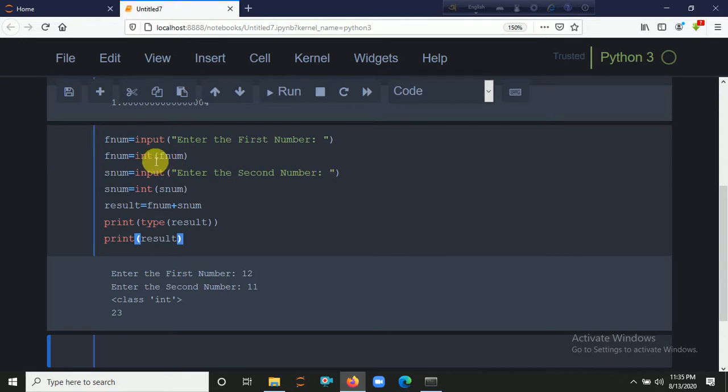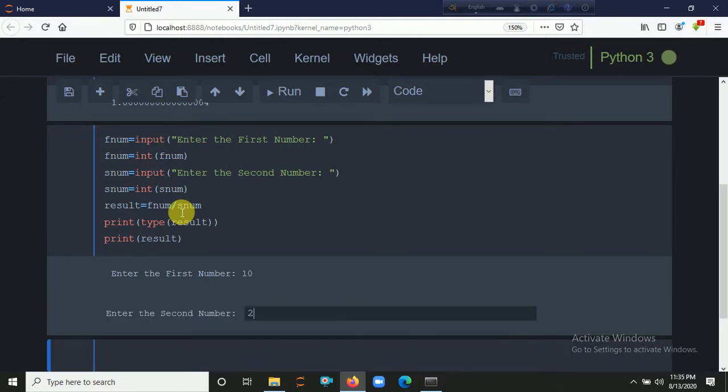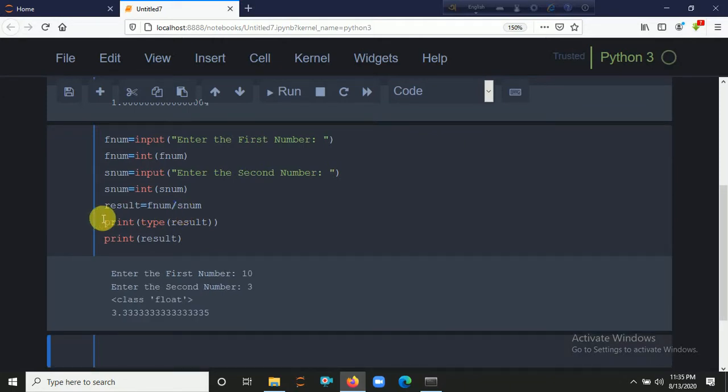It's called typecasting. If I put a division here and run it again, say 10 and 3, you can see 3.333 something, so the class is a floating point number.